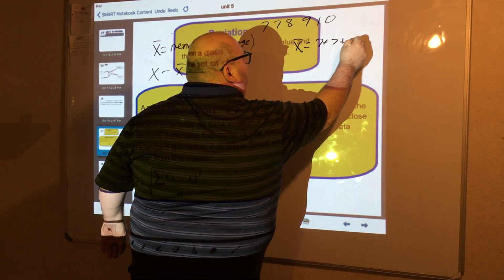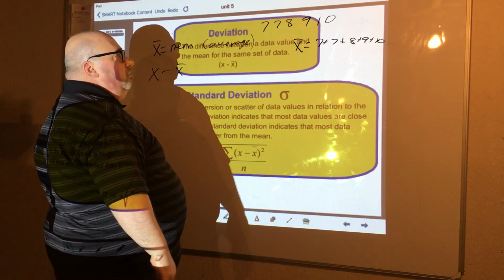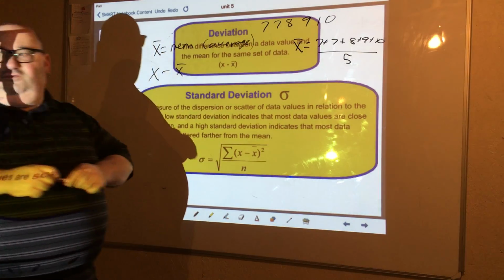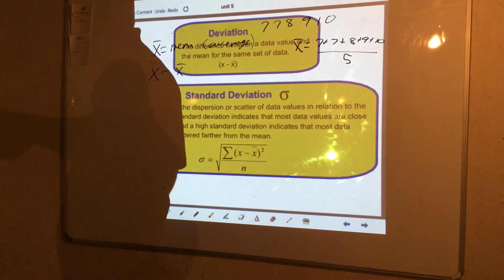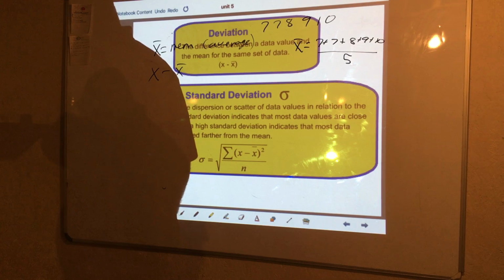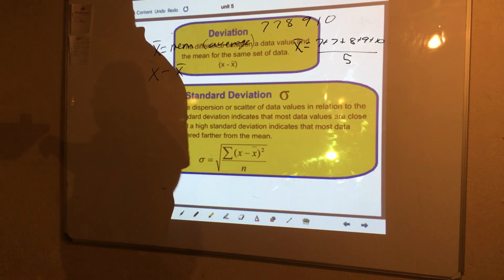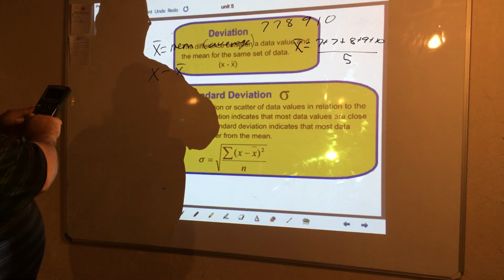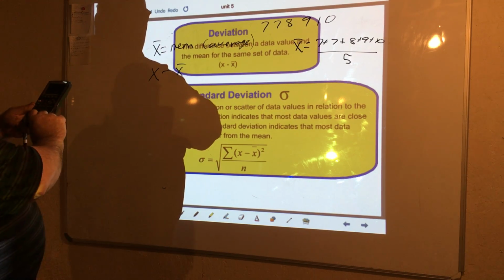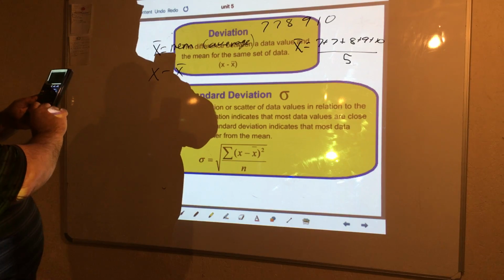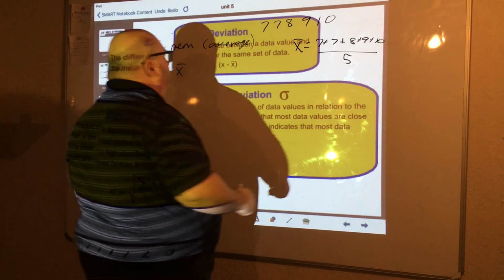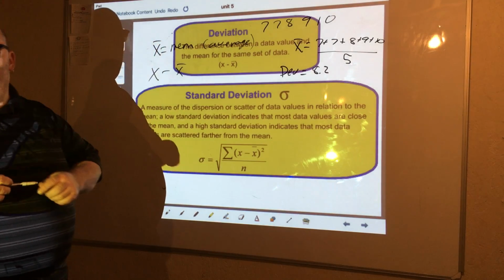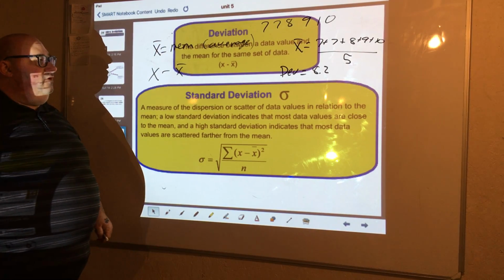7 plus 7 plus 8 plus 9 plus 10, divided by 5 numbers. So let's figure that out. What do you get? 7 plus 7 plus 8 plus 9 plus 10 is 41, and we divide that by 5, and we get 8.2. So our deviation here is 8.2. All right? Isn't that our mean?